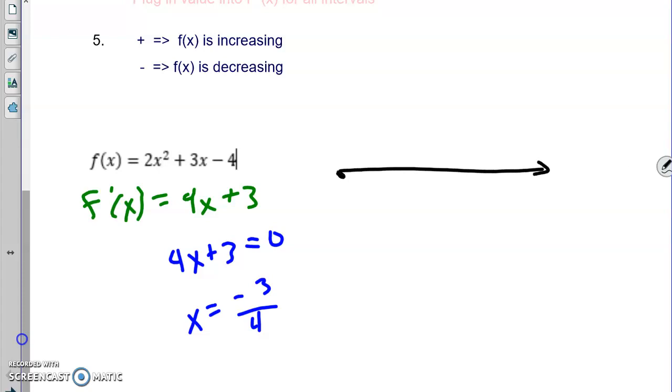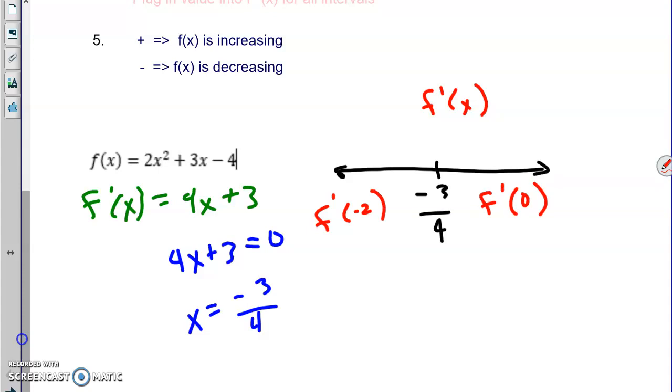So I have two sides. I have left of negative 3/4. I have right of negative 3/4. And this is an f prime plus minus line. So what's a number to the left of negative 3/4? I'm going to pick f prime of negative 2. And then to the right of 3/4, I'm going to pick f prime of 0. When I plug negative 2 into f prime, again, I'm going slow. You could go a lot quicker.